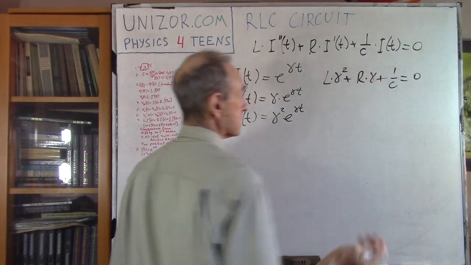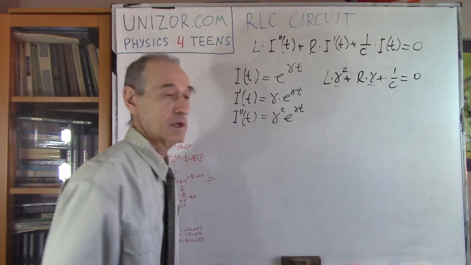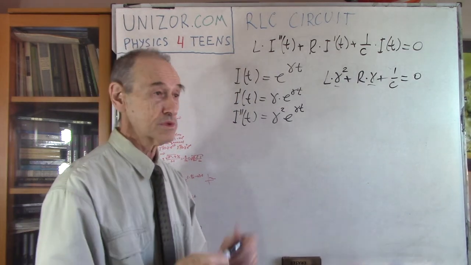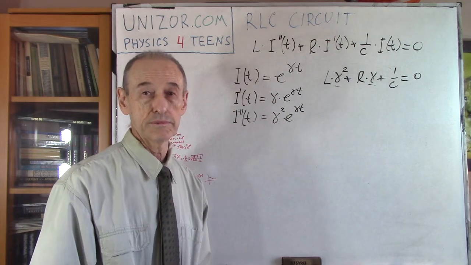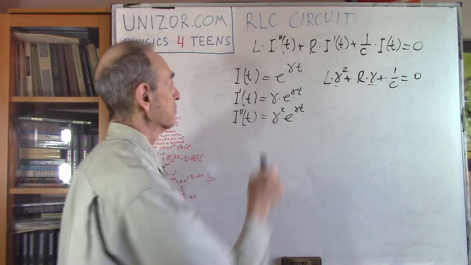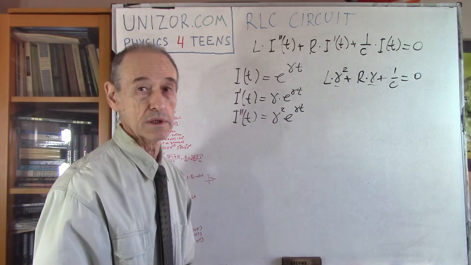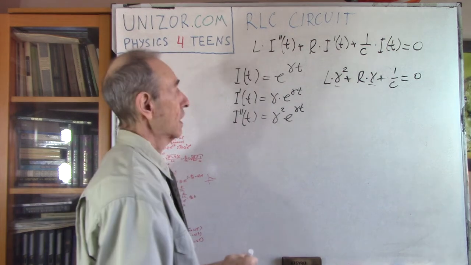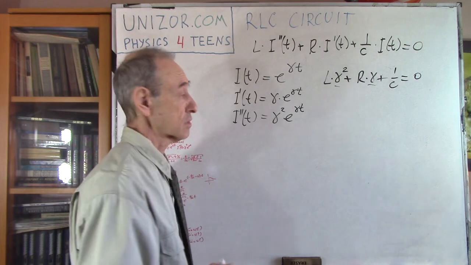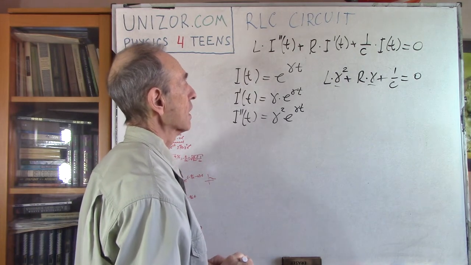Equals zero. It's a quadratic equation, and I can obviously find two roots for this quadratic equation, and two roots give me two independent partial solutions. One will be e to the gamma first t, another will be e to the gamma second t, and their combination would be a general solution. Okay? So, what are gamma?